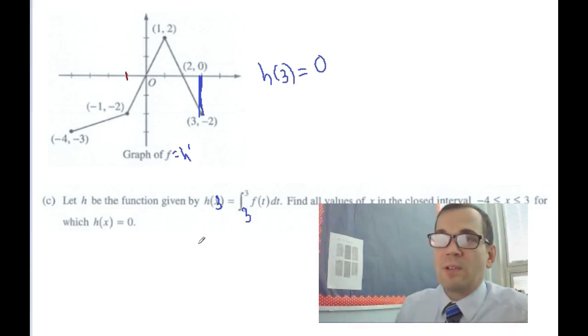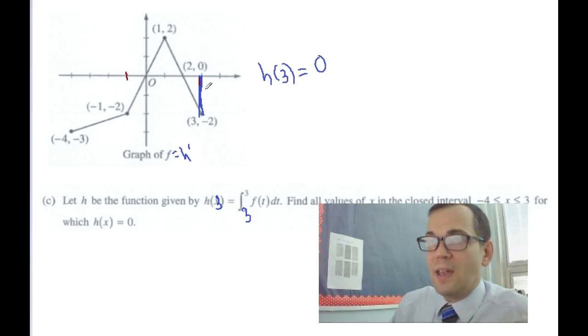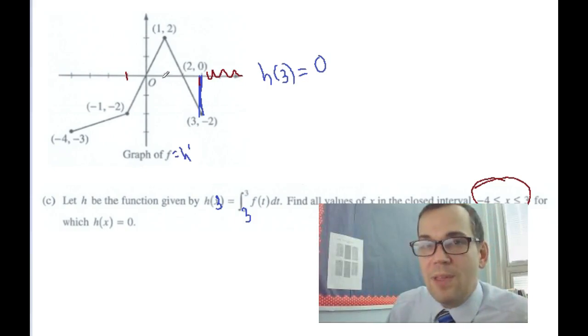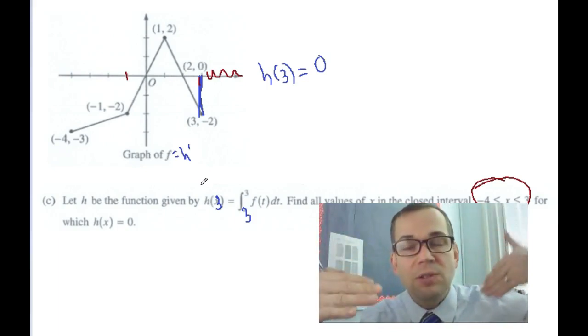Let me start with the one that was clear to me. I know I'm not going to go to the right of 3. I'm not going to look at any x values over here because the function is not defined. We're looking between -4 and 3. So I'm looking somewhere to the left of this x value, and I basically want to find a place where the areas would cancel out. To attack this problem, that's what I was thinking about: I want areas that'll knock each other out.